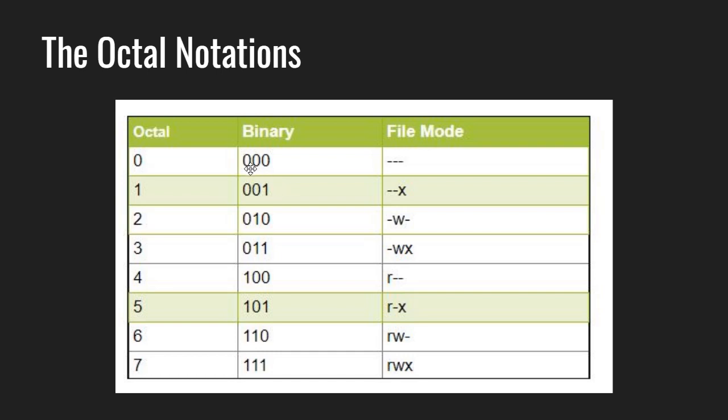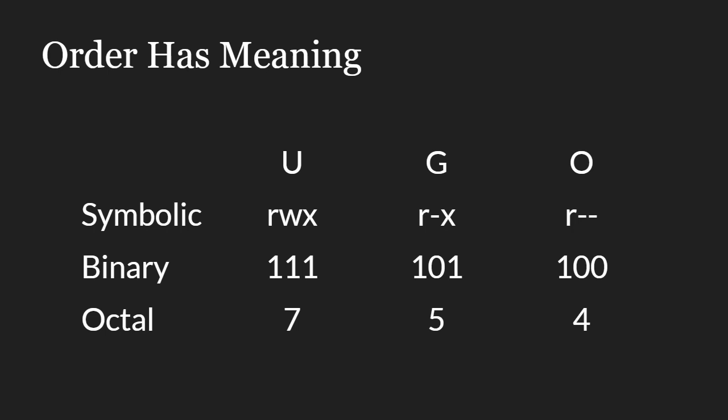Some of you might be slightly confused here, so let's go ahead and clear this confusion by seeing an example. Before we look at the octal example, let's make it clear that order has meaning over here. That means that when we are writing 7 first, we mean that it's for user, followed by a 5, which means that it's for group, and finally a 4, which means that it's for others. Let's look at the example now.